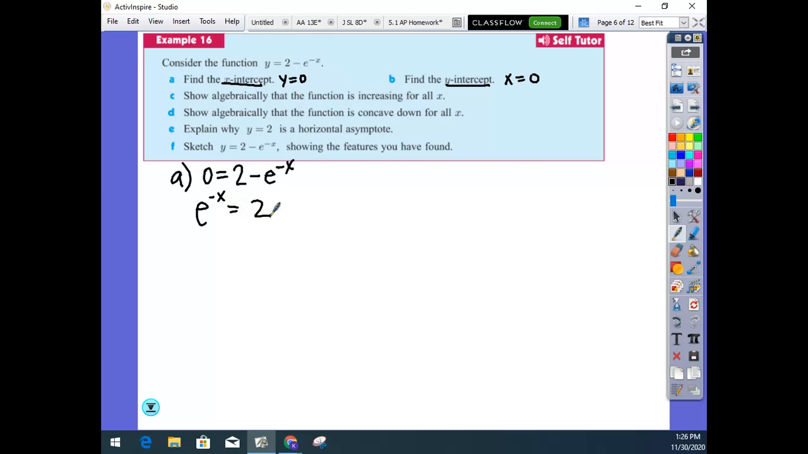Now let's think, what is the inverse of e? How do I cancel e out? That's where we ln both sides, because ln has a base of e, so ln cancels out e. So negative x equals ln 2. You can either multiply by -1 or divide by -1.